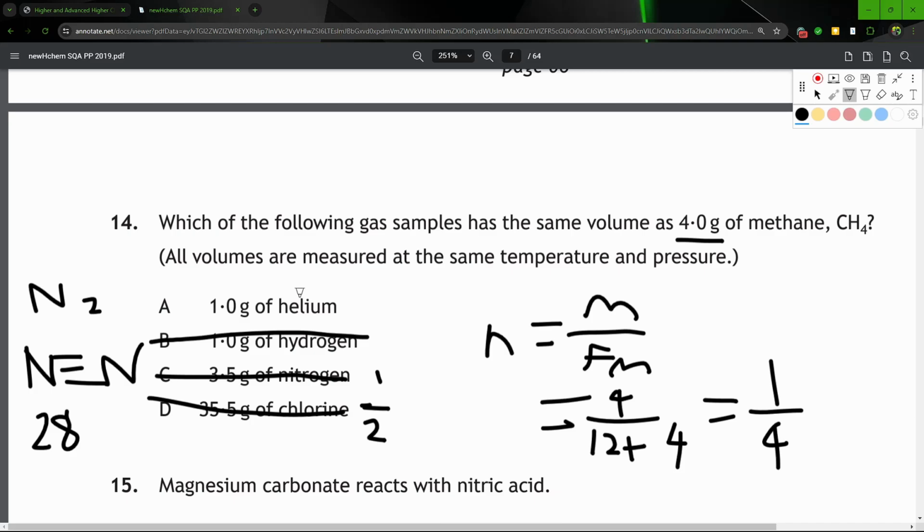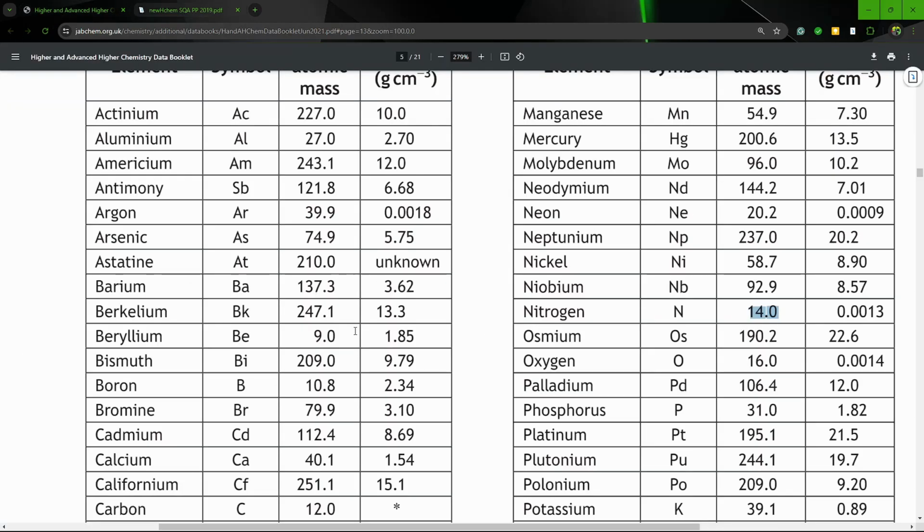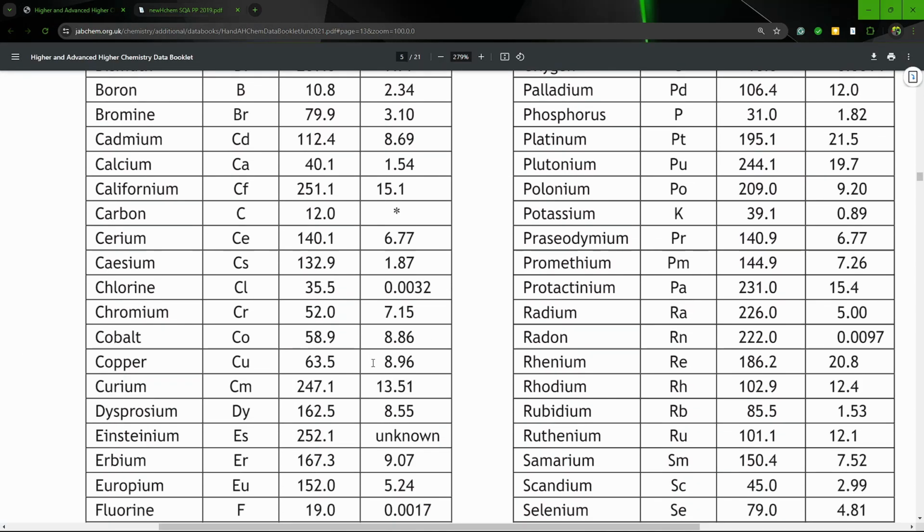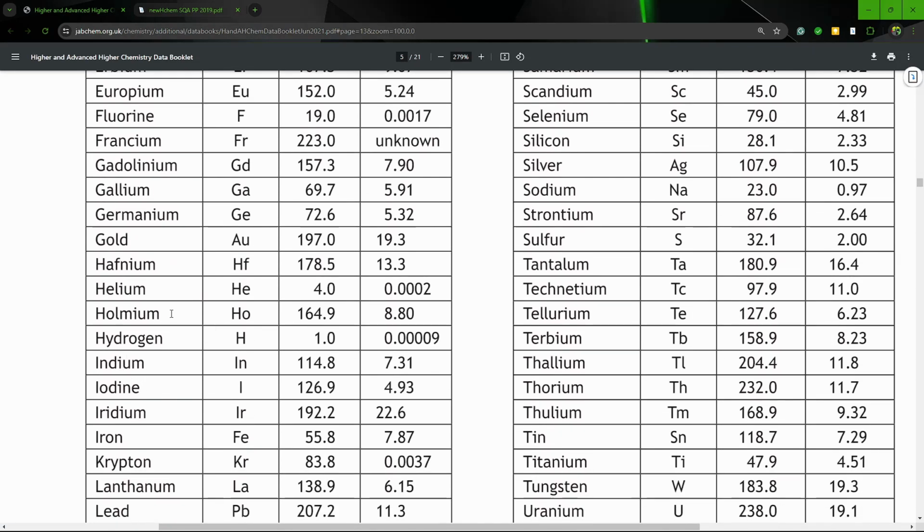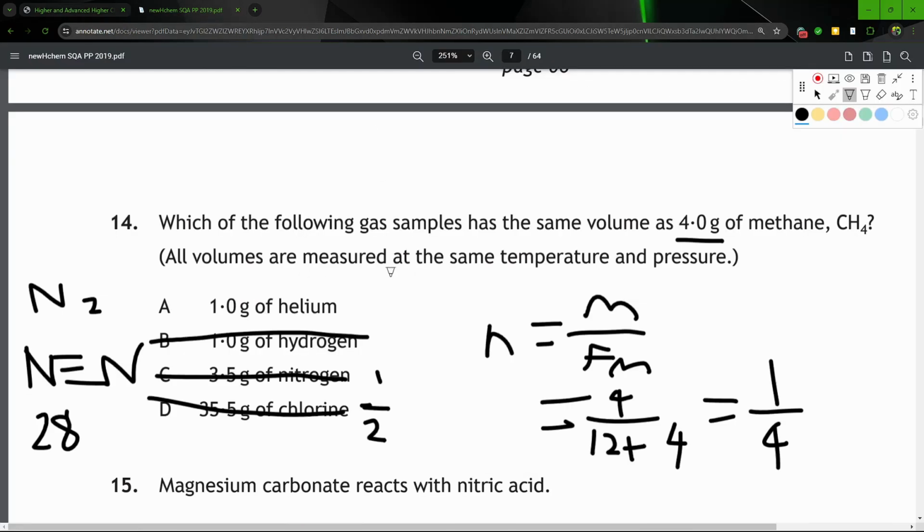But 1 gram of helium, and remember helium, look over here, you may not suspect it because a lot of people think helium-2, but remember the most common isotope of helium has got 2 neutrons and 2 protons, which means that it's got 4. That's a 4. And if we plug it in here, it's got 1 gram, and its formula mass is 4, which is the same as our 4 grams of methane. So it's going to be A.